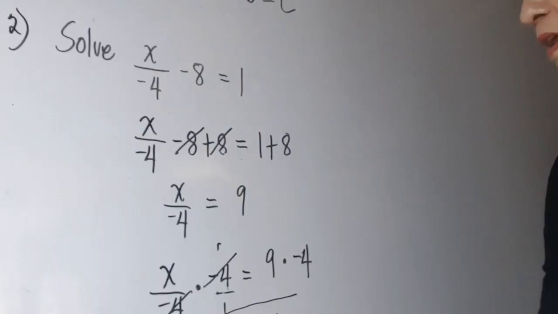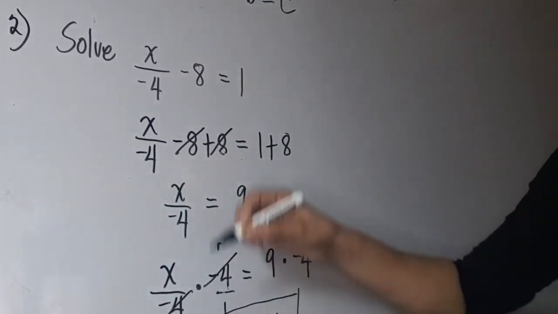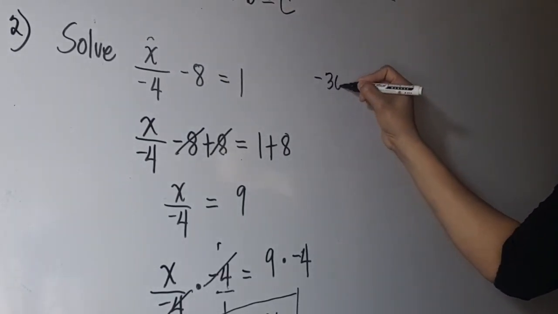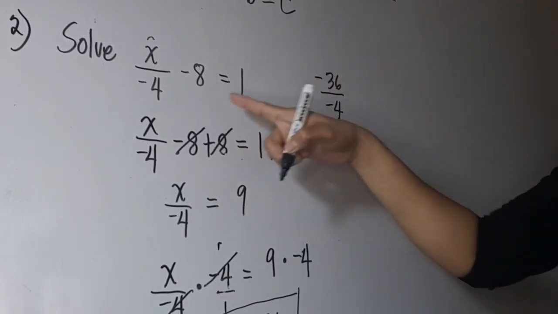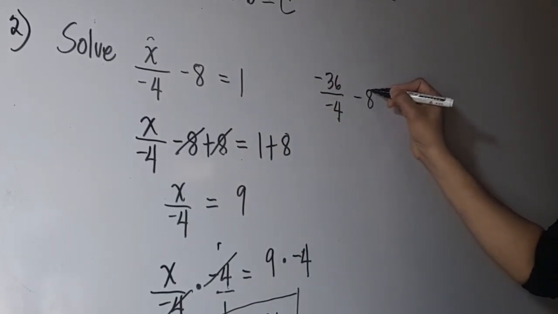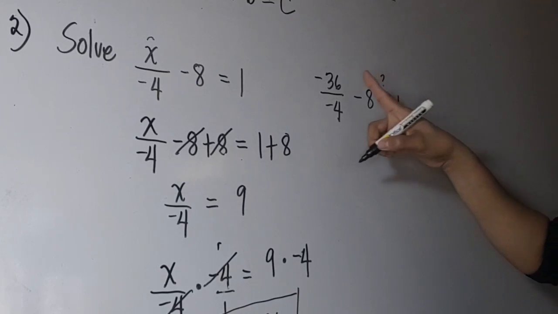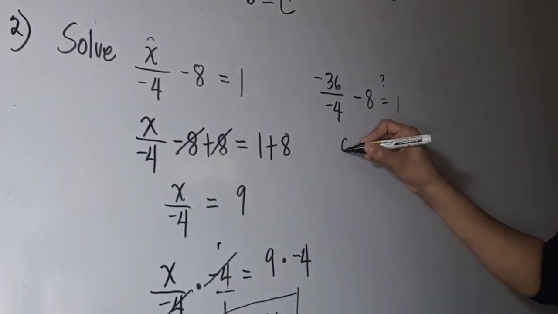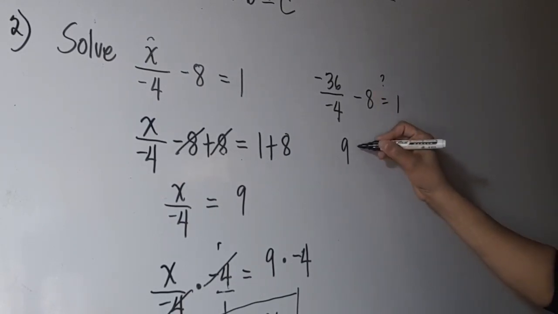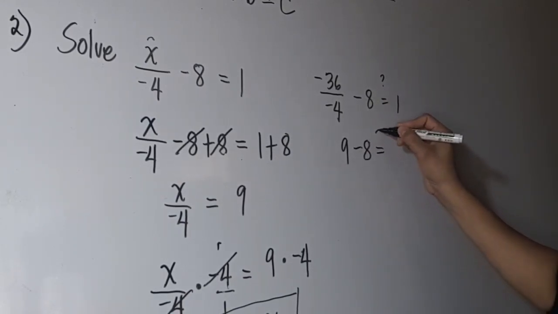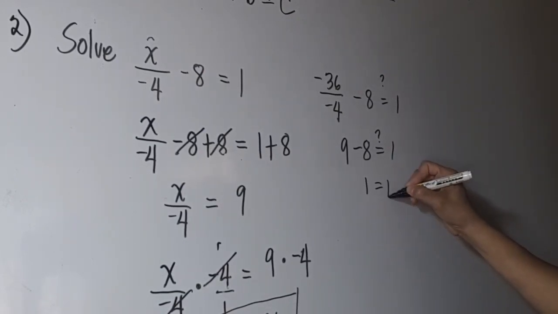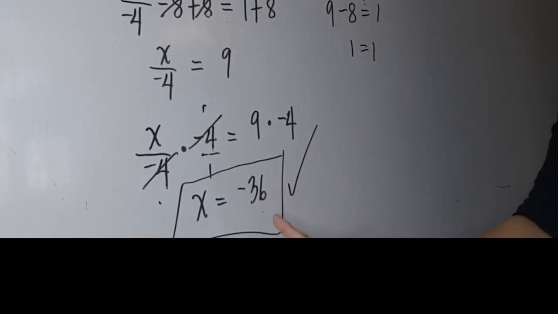Okay, let us see if it is correct. If this becomes negative 36, so we have negative 36 divided by negative 4 minus 8, is it equal to what? What is negative 36 divided by negative 4? Okay, that is 9. So, 9 minus 8, is that equal to what? Yes, 1 equals 1. Therefore, this is a correct solution or a correct root.